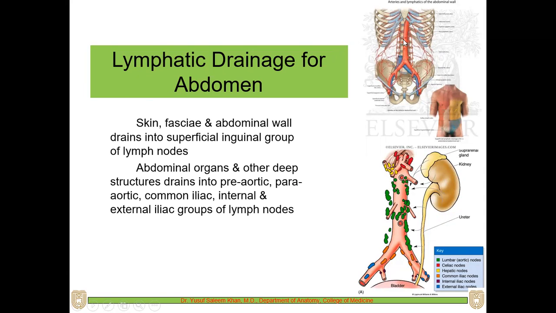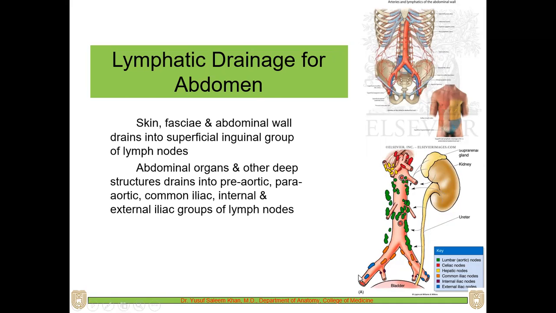If you see here, this is the aorta. So all the organs in the abdomen will be draining into some group of lymph nodes which are in the front of the aorta. They will be called the pre-aortic, and those which are on the sides are called the para-aortic group of lymph nodes. Pre means in the front, para means beside the aorta.